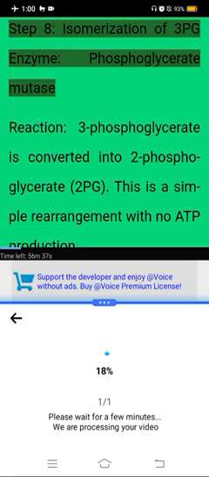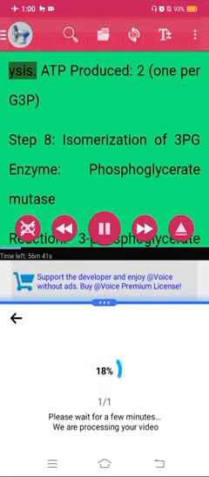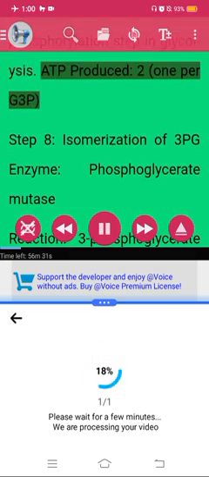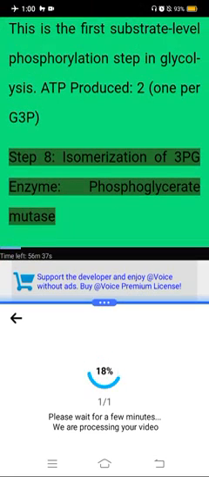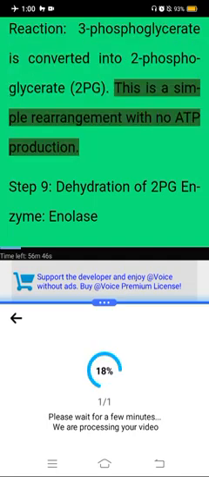Step 8. Isomerization of 3-PG. Enzyme: phosphoglycerate mutase. Reaction: 3-phosphoglycerate is converted into 2-phosphoglycerate (2-PG). This is a simple rearrangement with no ATP production.